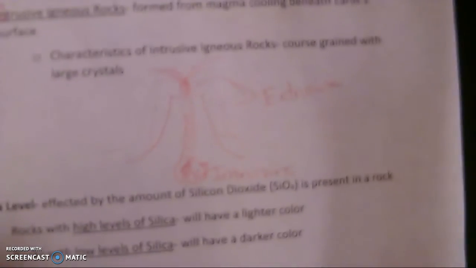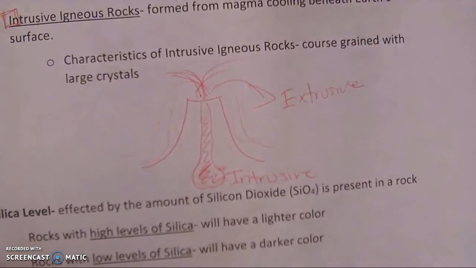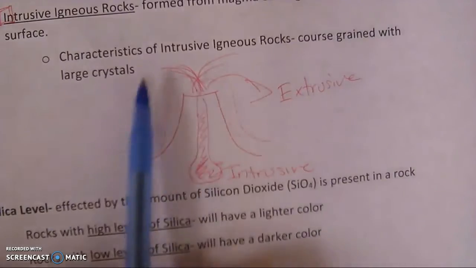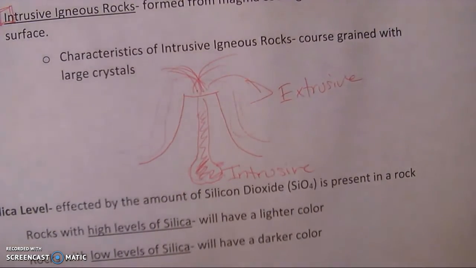Alright, in your notes I want you to draw yourself a little diagram here of a volcano and label where the extrusive and intrusive rocks would be forming.